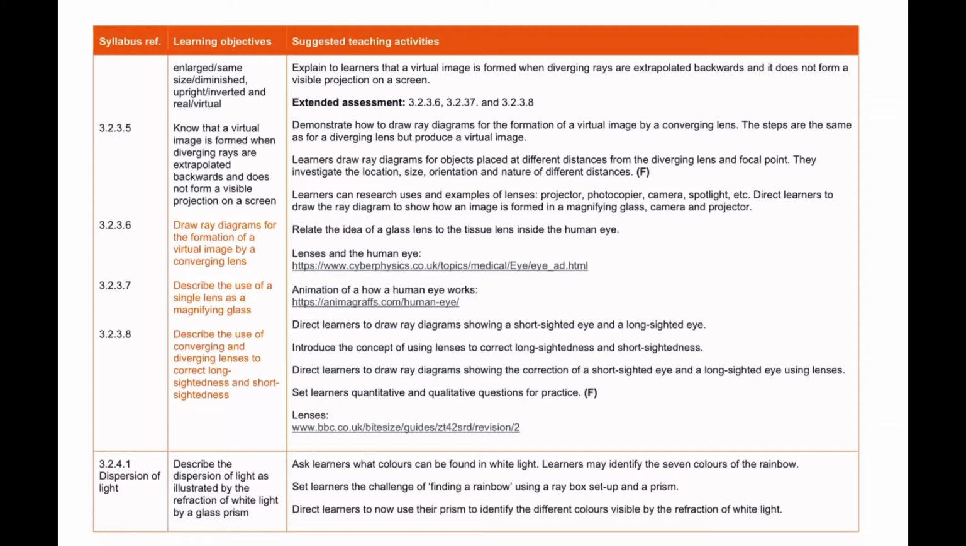Describe the use of a single lens as a magnifying glass. Describe the use of converging and diverging lenses to correct long-sightedness and short-sightedness.